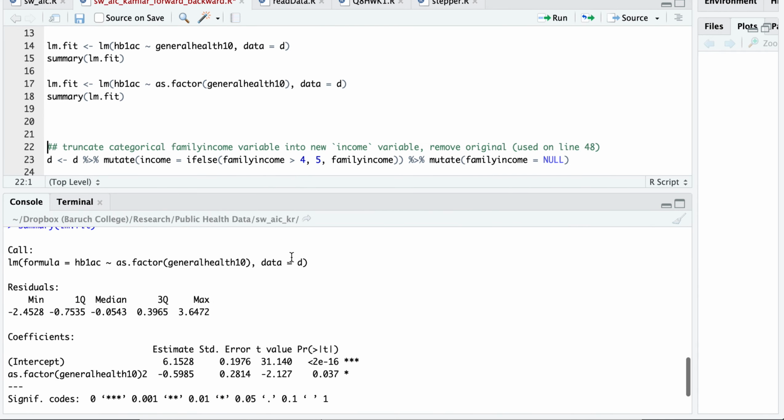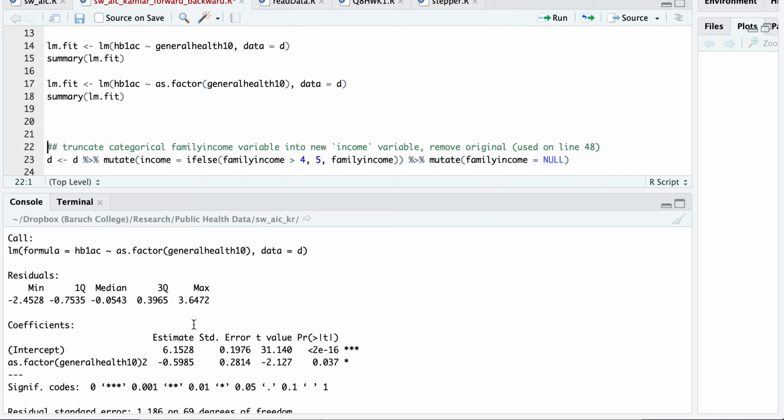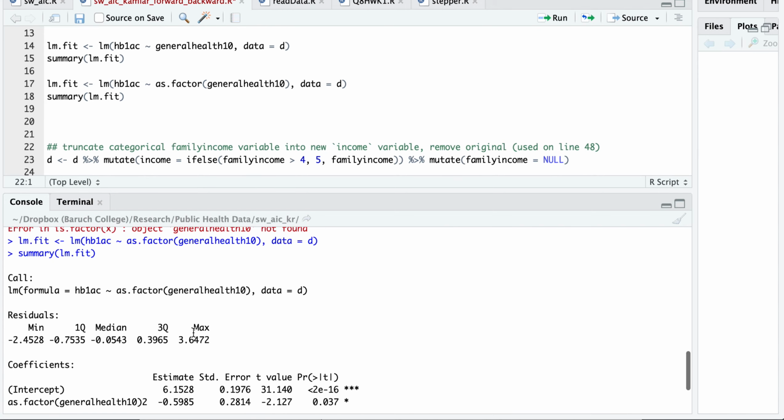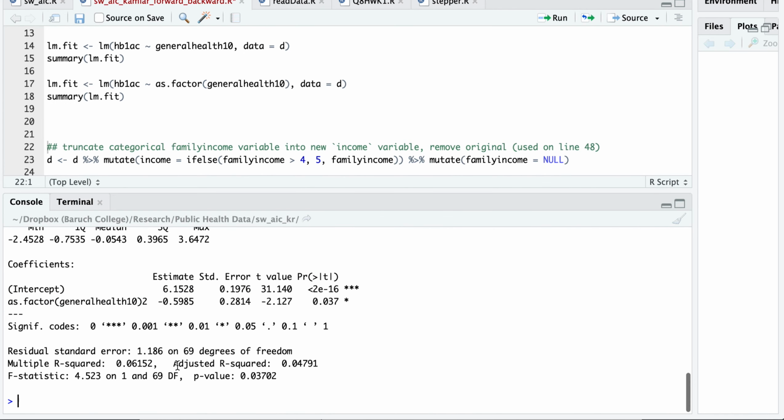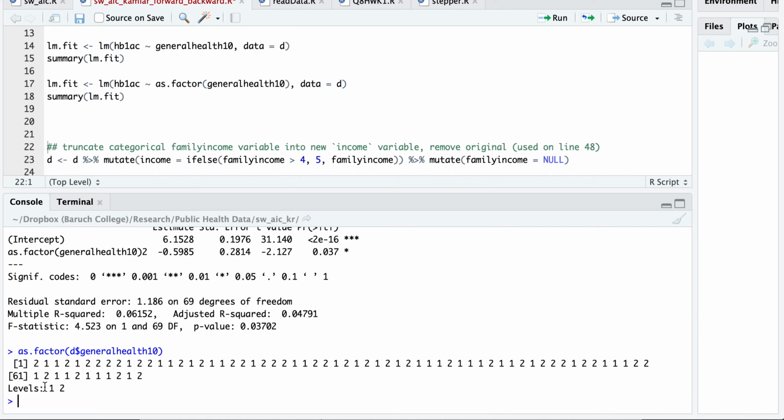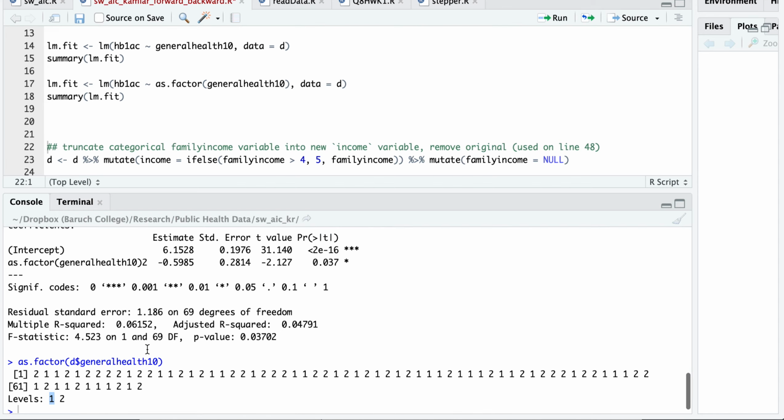Numerically we happen to get the same thing, but we should be careful how we interpret this. When we treat this as a category, then we have two categories, 1 and 2, and whatever order it has, the first one becomes the baseline. Everything will be compared to a baseline.